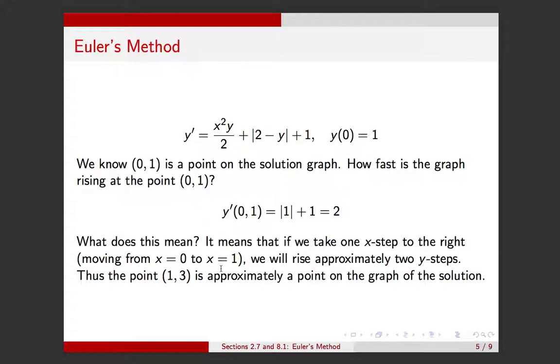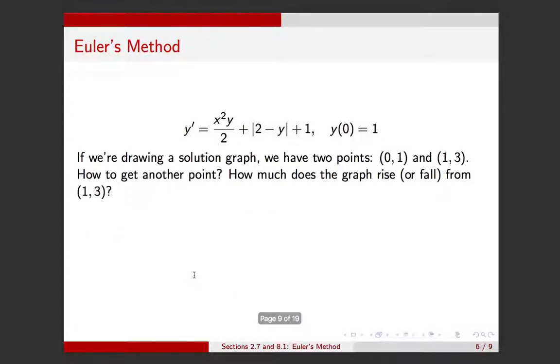Okay, so that's how Euler's method works. Once I have this point (1, 3), I can just repeat this process, right? Now I have a point (1, 3) on my graph, and I can figure out how much I rise or fall from that point to build a new point, etc. I can just keep going on and on and on. So let's just do one more step. We now have one point that's for sure on the solution, another point that's probably close to something on the solution, an approximate point on the solution.